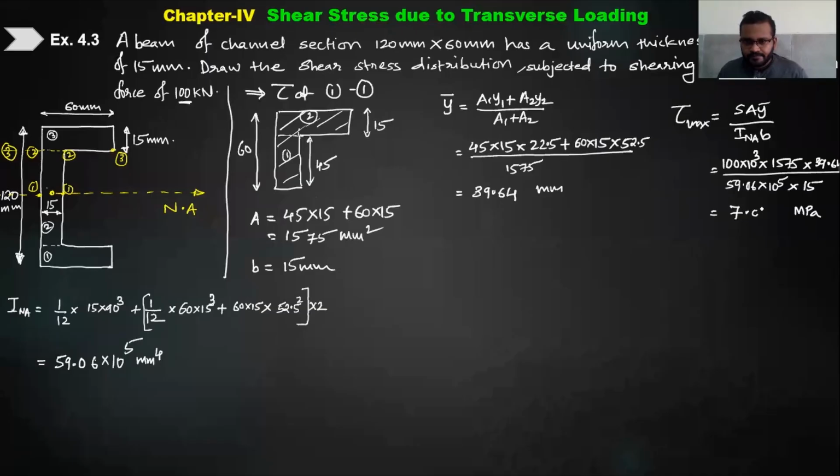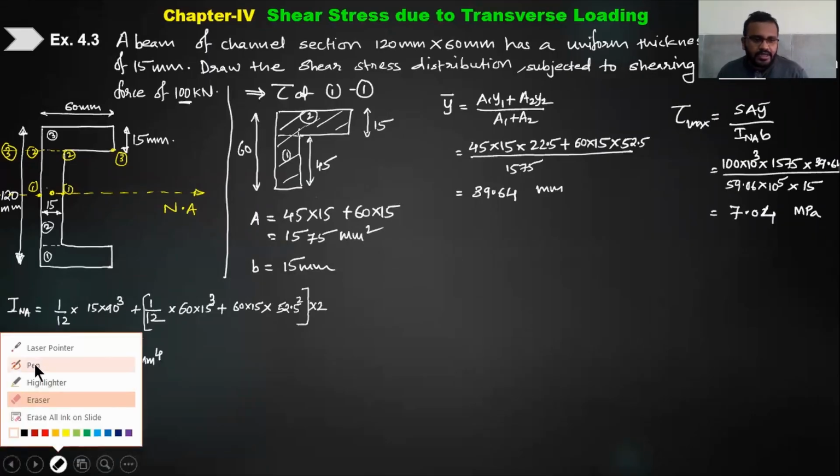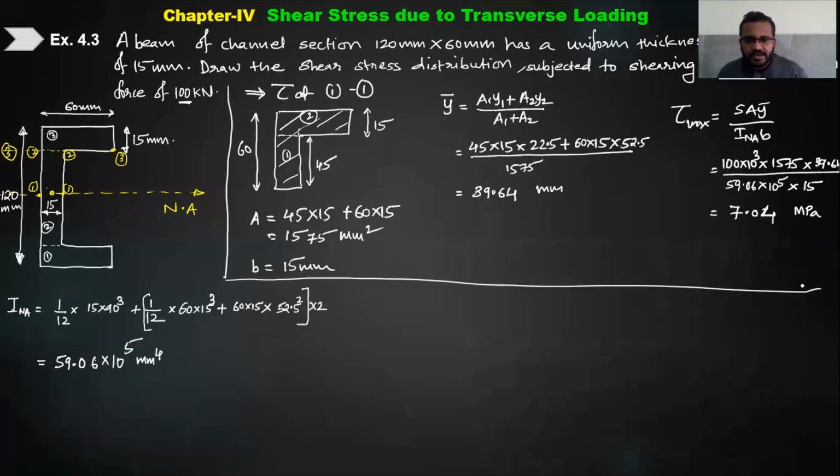7.04. Fine. Now what next? The next part is to find out for section 22 and section 33, right? So let us write down here tau at 22 section. Now look, if I take tau at section 22, then after section 22 this is my neutral axis, I will draw it like this. Section 22 is here, but section 22 is only this much, from here to here, right? So we have to take the width B only this much.